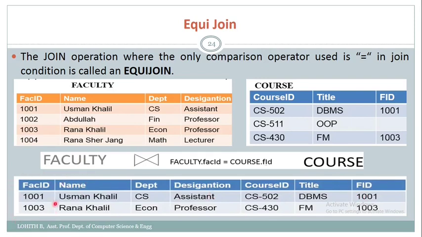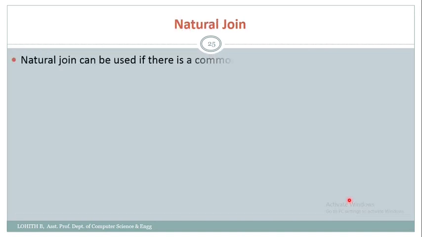And if you notice the first attribute and the last attribute, both are the same. So this second attribute is redundant. This redundant attribute is called a superfluous attribute. So this is one of the disadvantages of equi join, where it can contain a superfluous attribute, that is, a redundant attribute. You can get rid of this superfluous attribute by making use of a natural join operation. Let us understand what is natural join.